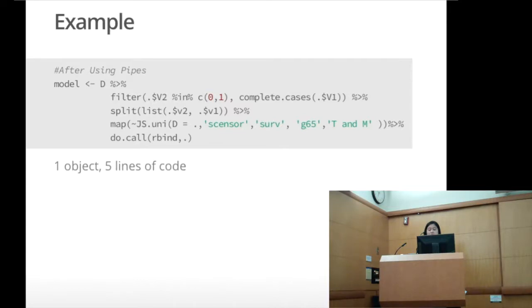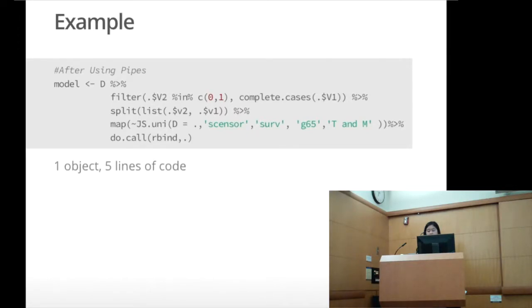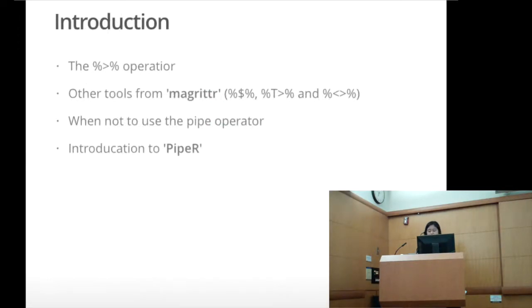This is what I did using pipeline coding. As you can see, I only have 1 object, and that is the only object that I need for my output, and I only have 5 lines of code. So this is the advantage of pipeline coding in R: first, you can save a lot of time and a lot of space. Second, some of the functions you may not be familiar with, but it's very easy for people to read instead of this one. And also, it can save you a lot of time.